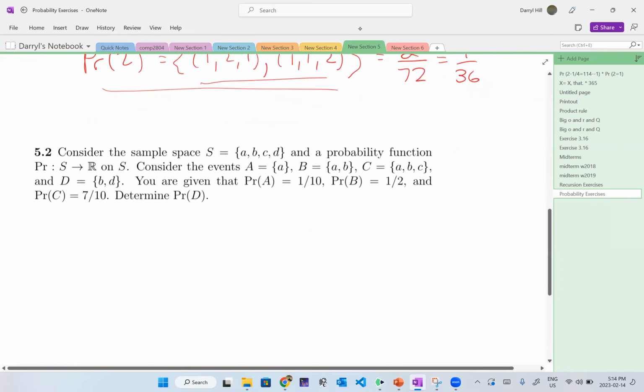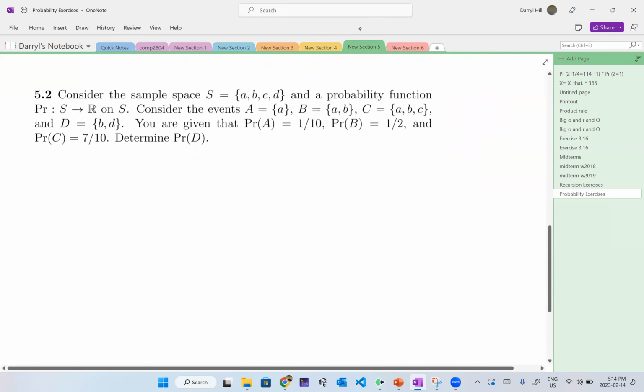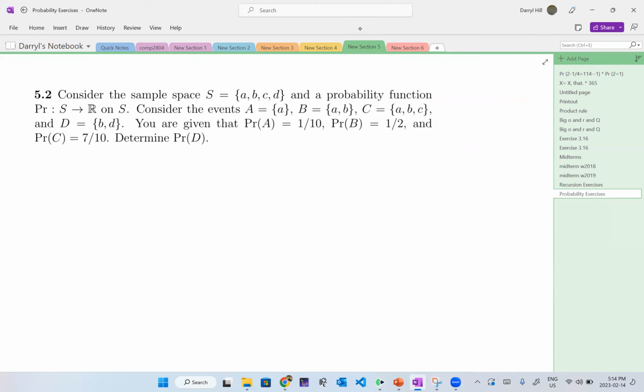Okay, let's look at another example. We're going to take a sample space S, which is equal to {a, b, c, d}, and a probability function that follows all the rules of probability functions. And then we're going to define 4 events, A, B, C, and D. A is just the outcome a. Event B is the outcomes a and b. Event C is the outcomes a, b, and c. And event D is the outcomes b and d. Now I'm given probabilities of the first three events, and it asks me for the probability of the last one.